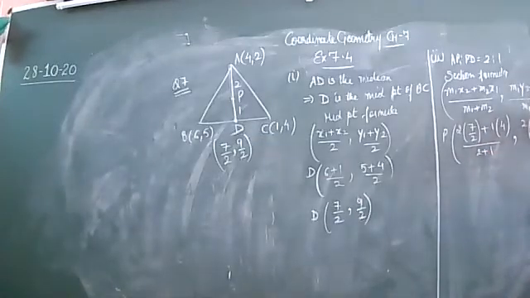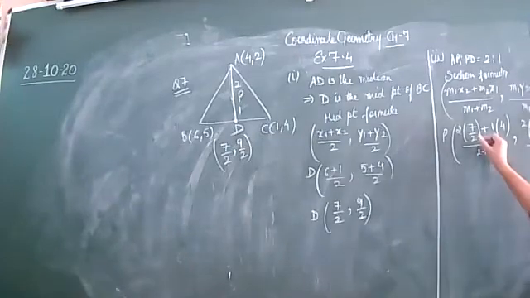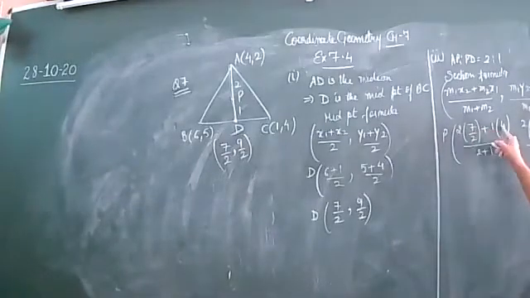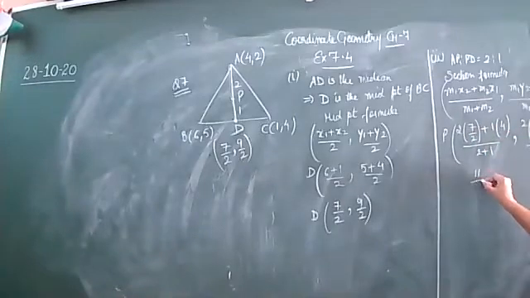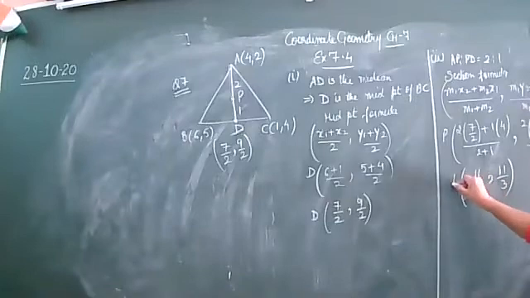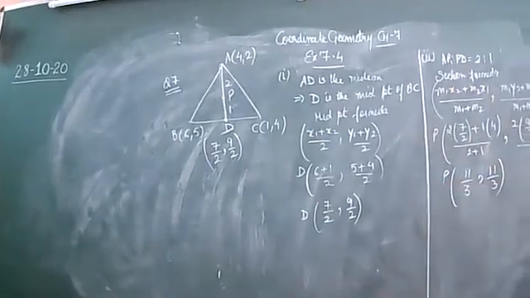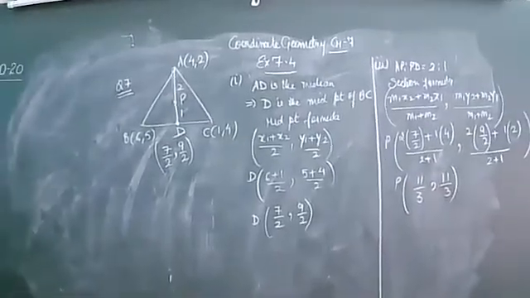In a similar manner, you will get the y coordinate by writing this term, putting the values here, upon 2 plus 1. So from here 2 will be cancelled out. 7 plus 4 is 11 by 3. In the similar manner, you will get 11 by 3 here. So we have got the coordinate of P by applying the section formula on AD.